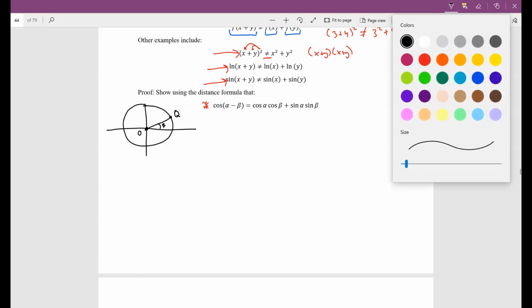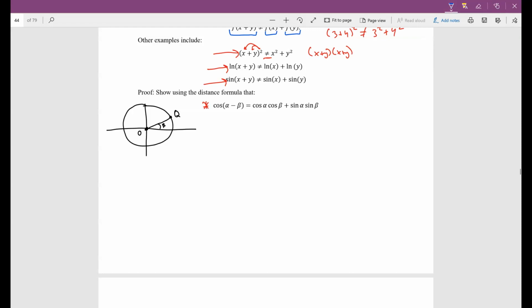Now I'm going to choose another angle. Let's choose this one right here, and I'm going to call this P. So the angle from the positive x-axis all the way to here, we're going to call that alpha. Okay, so that's the blue one.